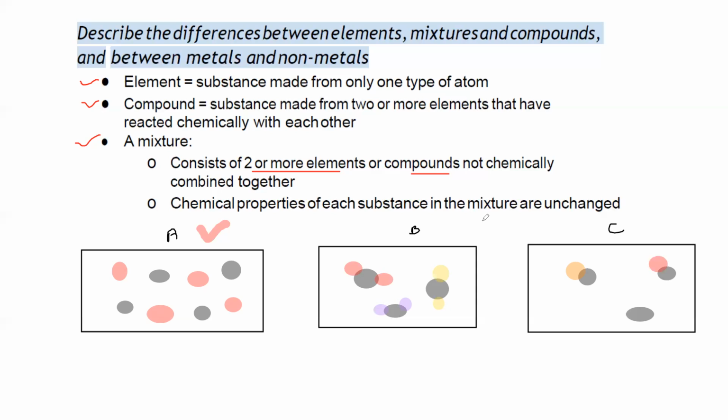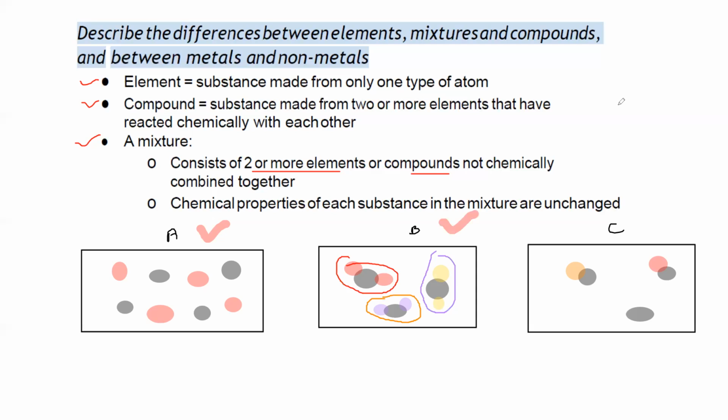A mixture can have two or more different elements or two or more different compounds. We call that a mixture. If we have different types of compound together, we also call that a mixture. You can see this is one compound, this is the second compound, and here is a third compound. So we have different types of compound together. So B is also a mixture.